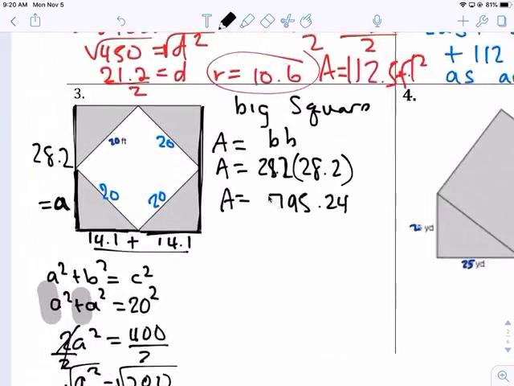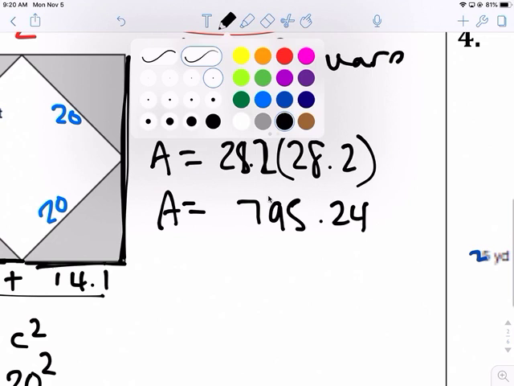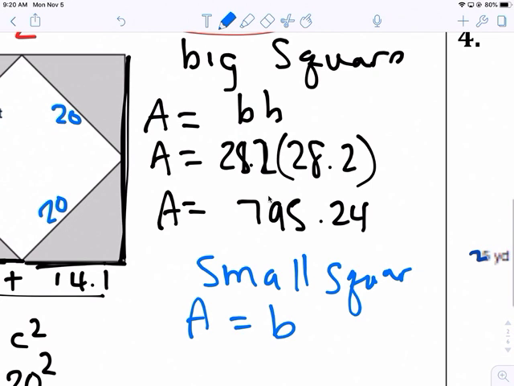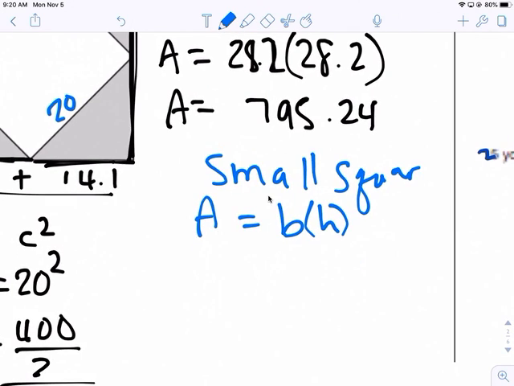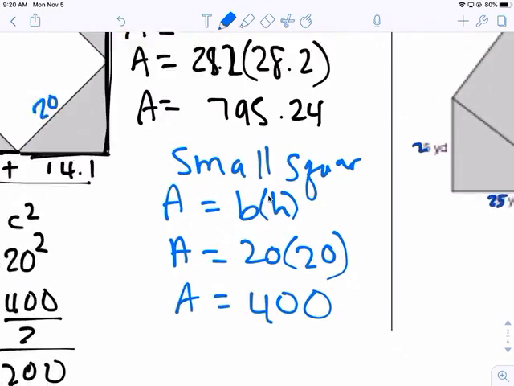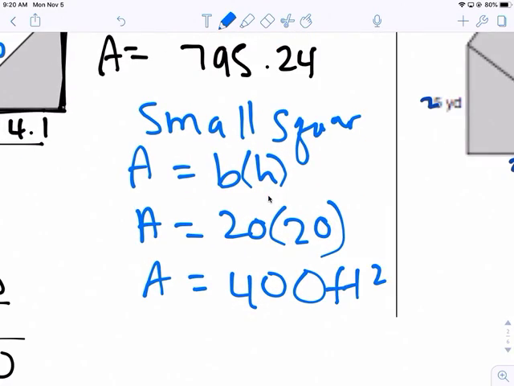Then you're going to subtract the little square. They didn't ask to explain, thank goodness. The small square, which is also base times height, is easier. The base and height are both 20. Just 400 feet squared. Then you add them together.